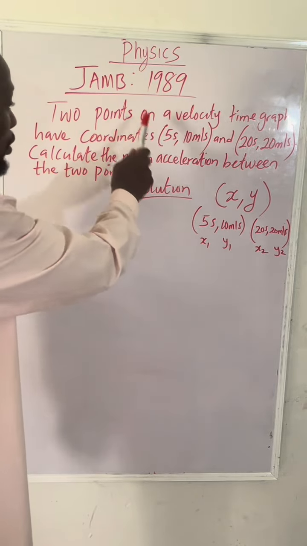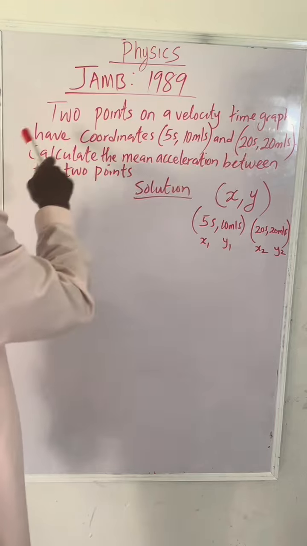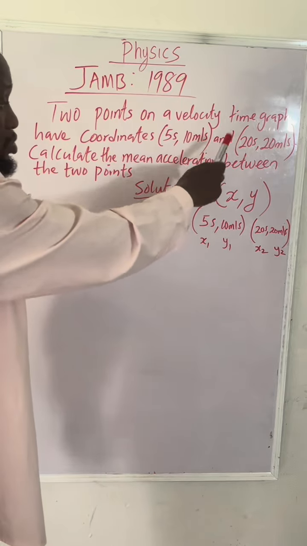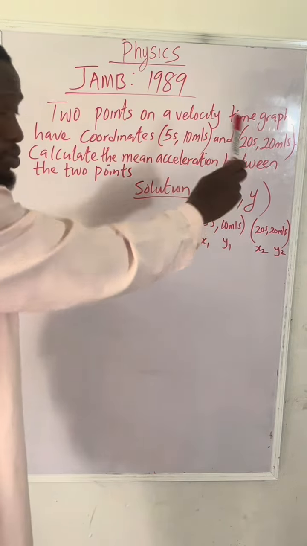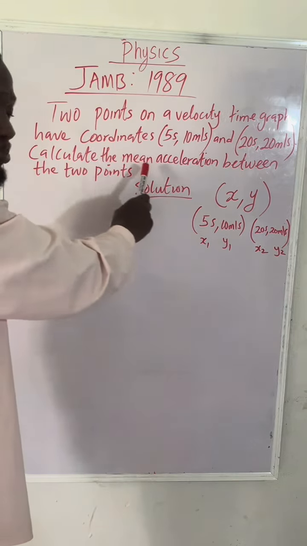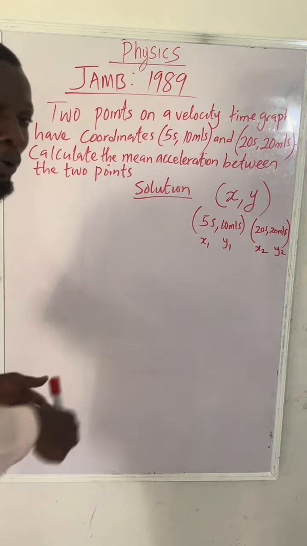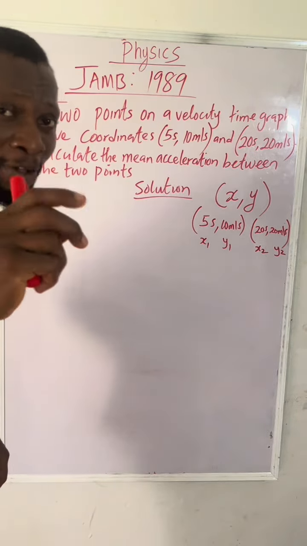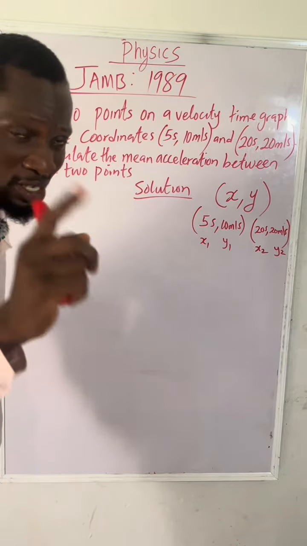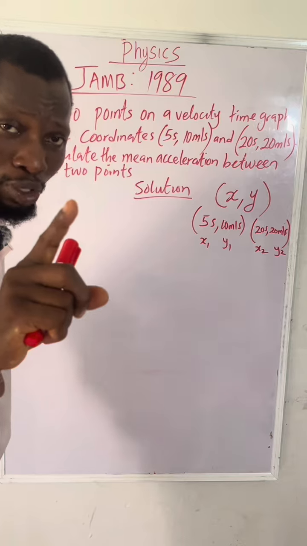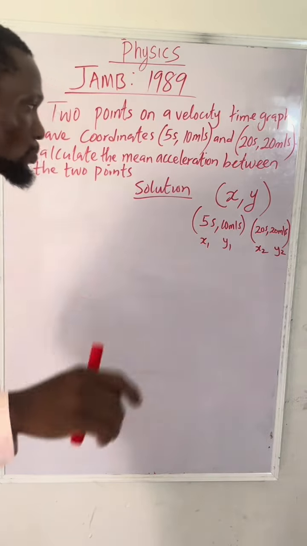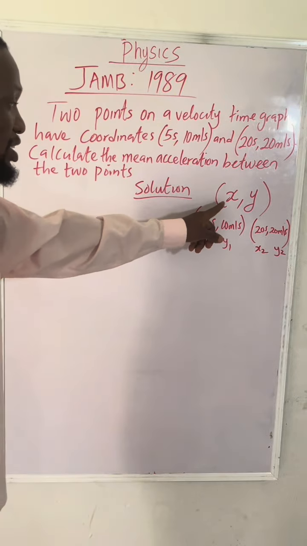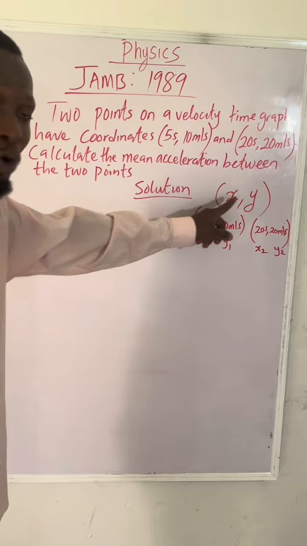Two points on a velocity time graph have coordinates 5 seconds, 10 meters per second, and 20 seconds, 20 meters per second. Calculate the mean acceleration between the 2 points. Now, I want you to remember that in a velocity time graph, the vertical line represents the velocity and the horizontal line represents the what? The time. Now, also remember that in coordinate form, this is how we write, x, y, right?